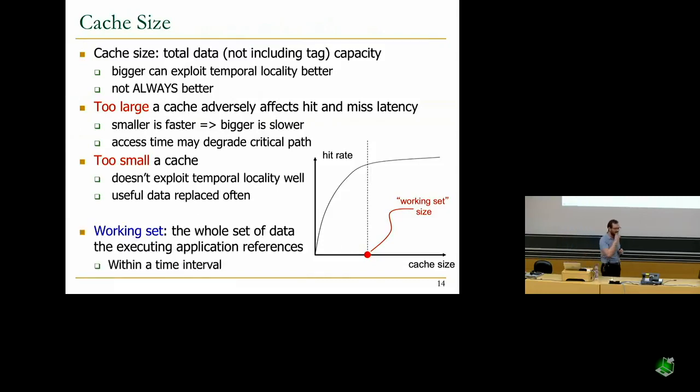So what is working set? We've discussed this before, but this is essentially the whole set of data the executing application references within a given time interval. If your time interval is specified, you can calculate how much data the application actually touches during that time interval, right? That's true for instructions also.